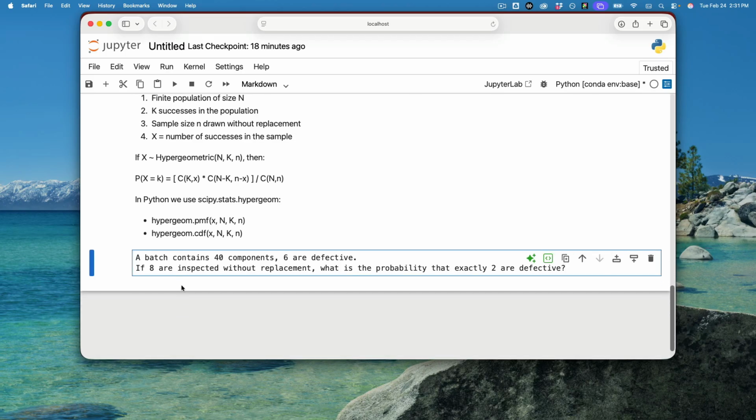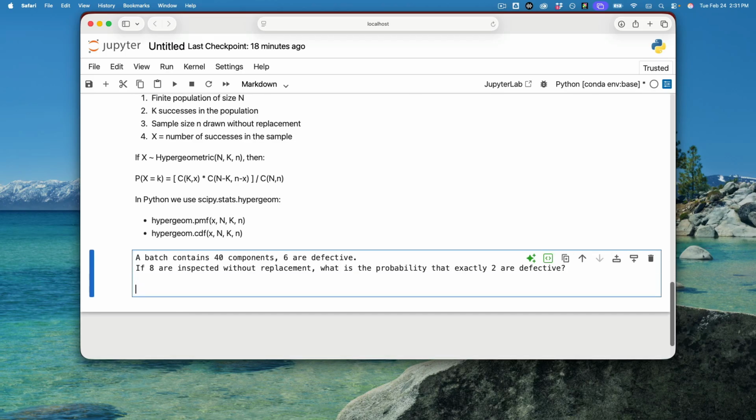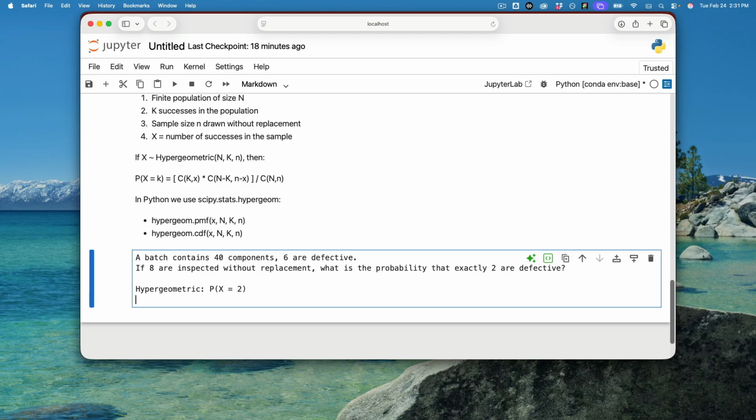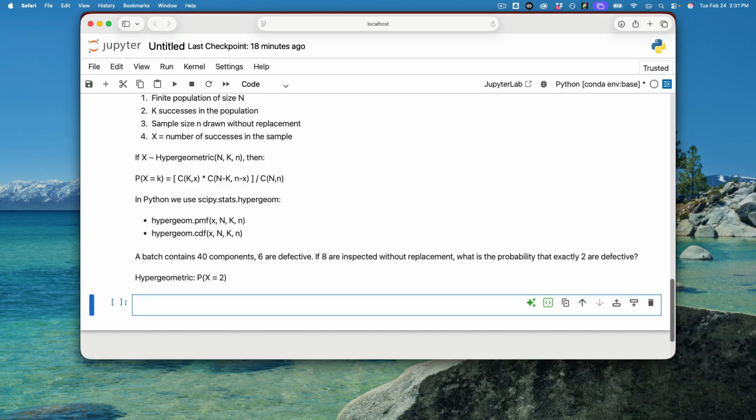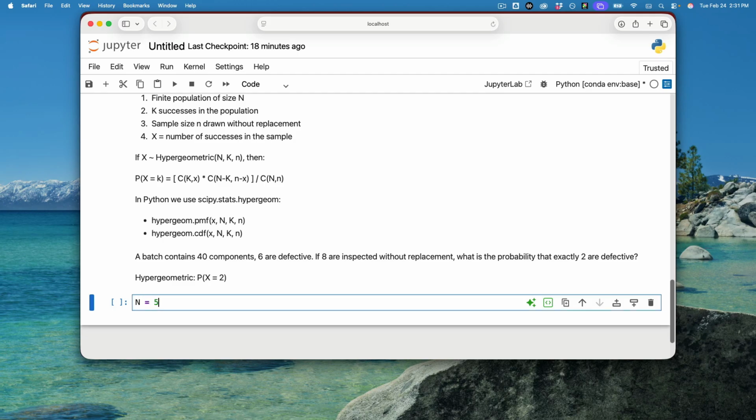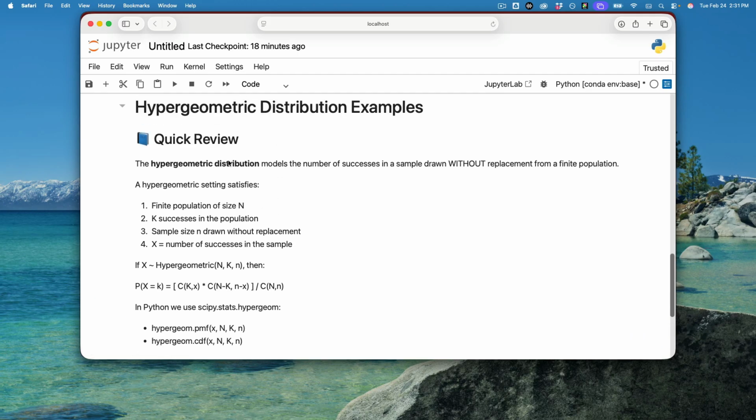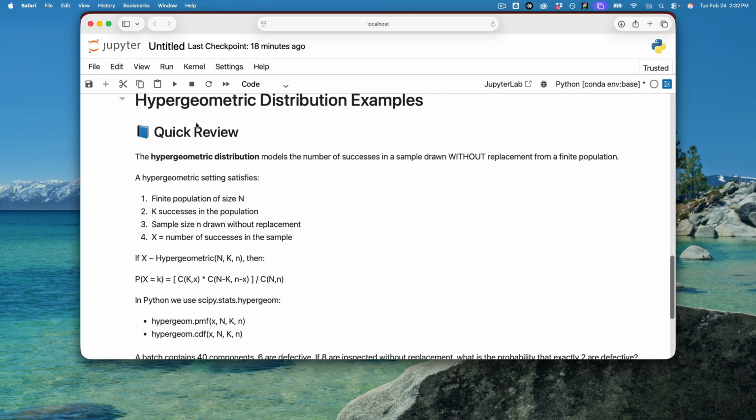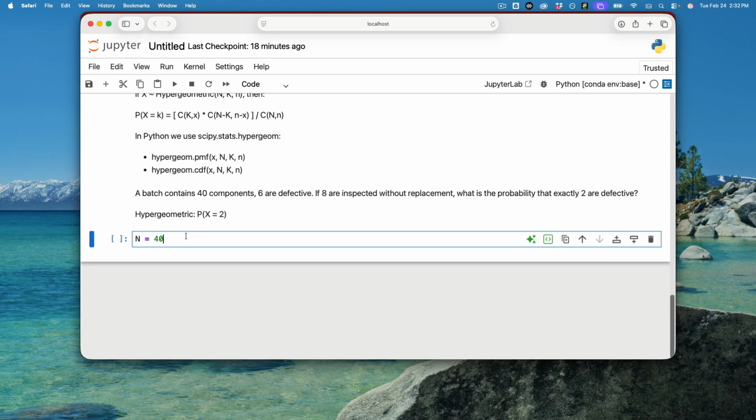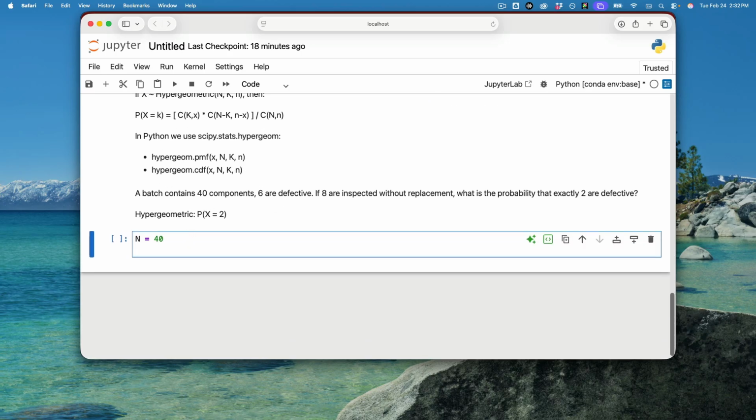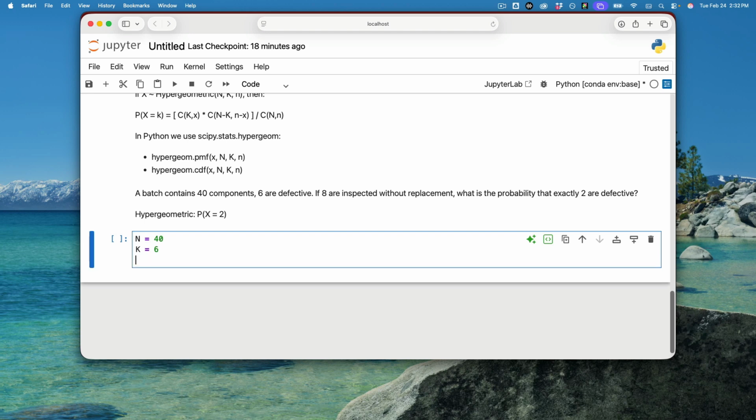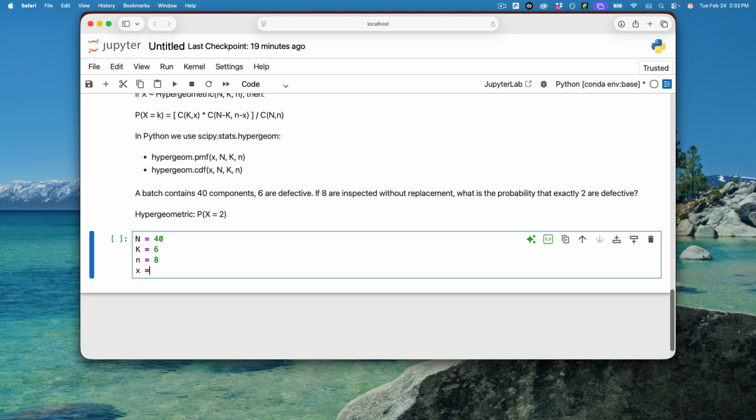So I would do hypergeometric, and like I recommend, you should turn this into a probability problem, P of x equal 2. That's the probability question, so this is going to be a PMF question. I would put capital N equal 40. You're welcome to use this notebook; I will give you this notebook with all of this explanation. K is equal to 6, number of successes in the population. Lowercase n is 8, since 8 are inspected, and x is equal to 2.